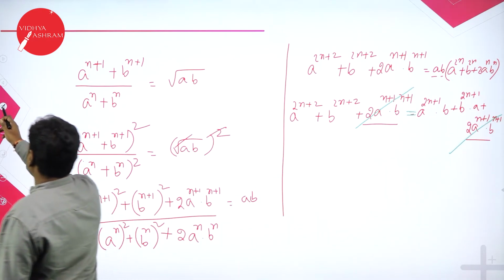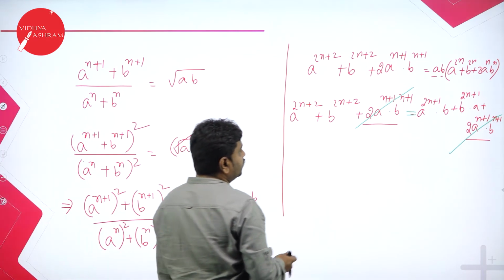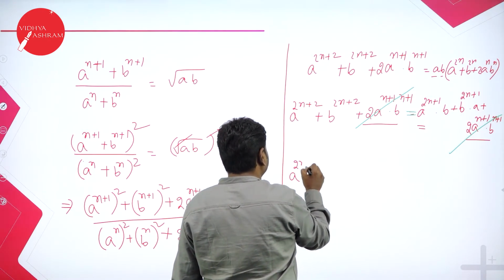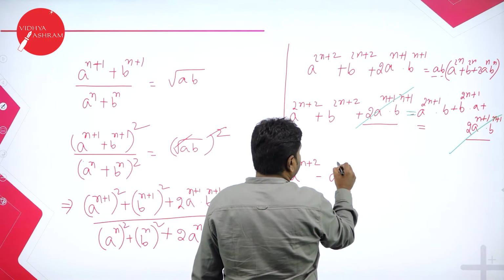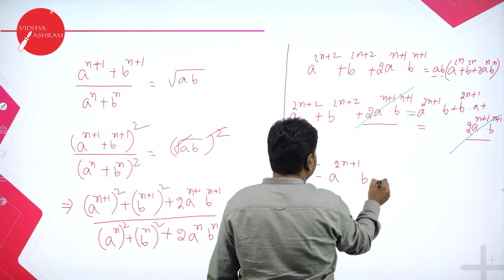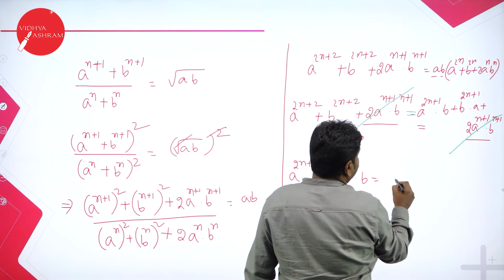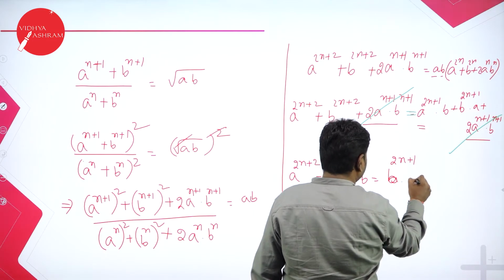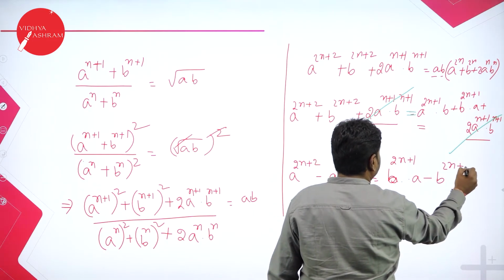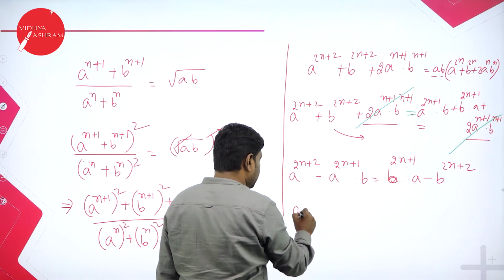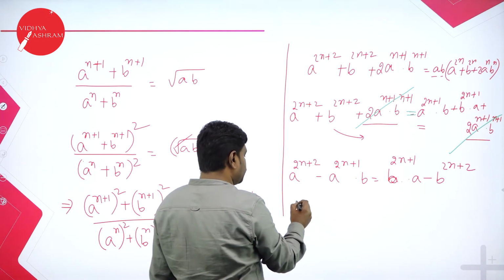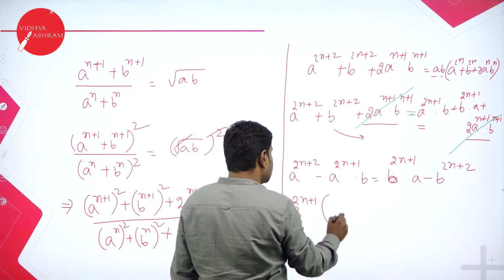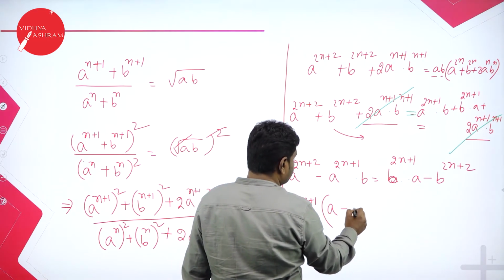Now further simplify. Group all the terms, I will bring the a power terms to LHS. So I have a^(2n+2) minus a^(2n+1) into b. I'll transfer this to RHS, so it will become a into b^(2n+1) minus b^(2n+2). In these two terms we can take common. Dear students, here a^(2n+2) means a^(2n+1) into a. So a^(2n+1) you take common, so this will become a minus b.